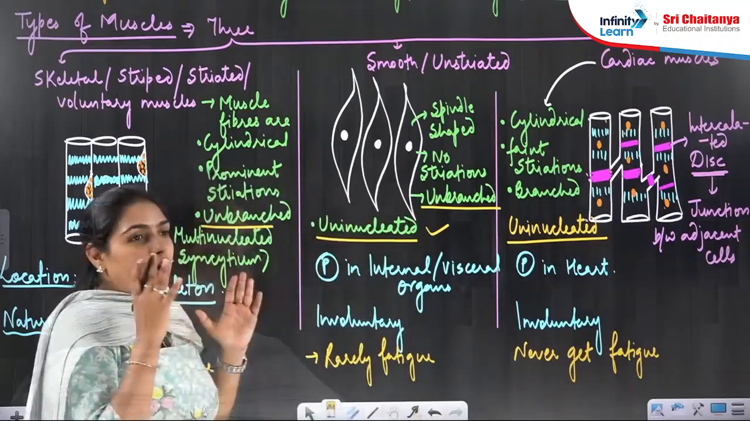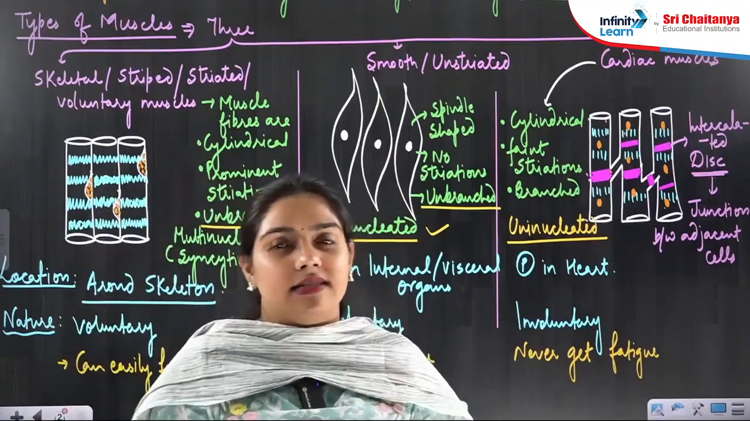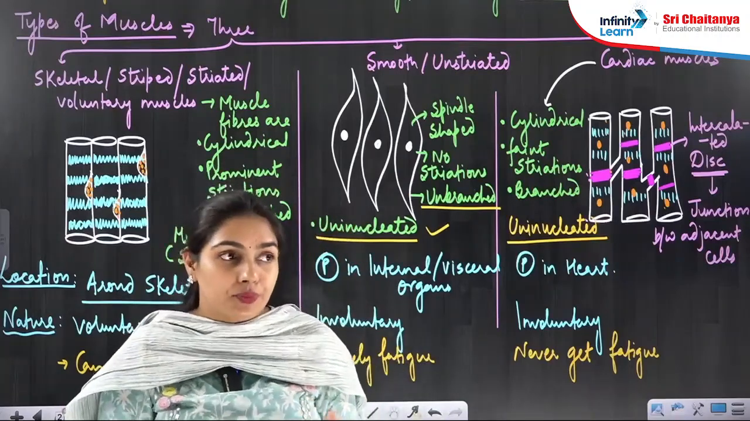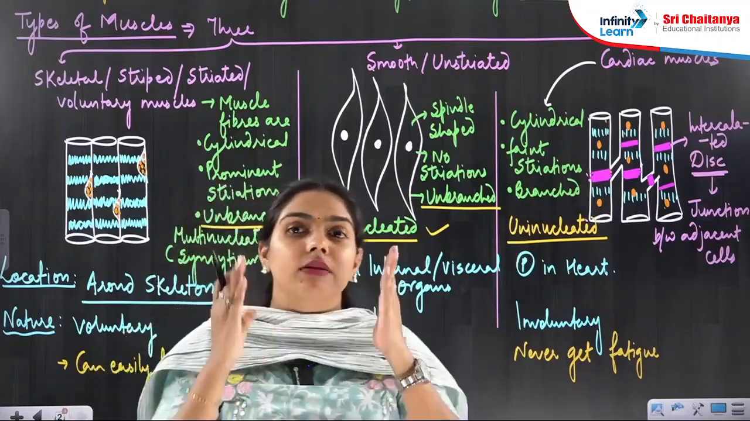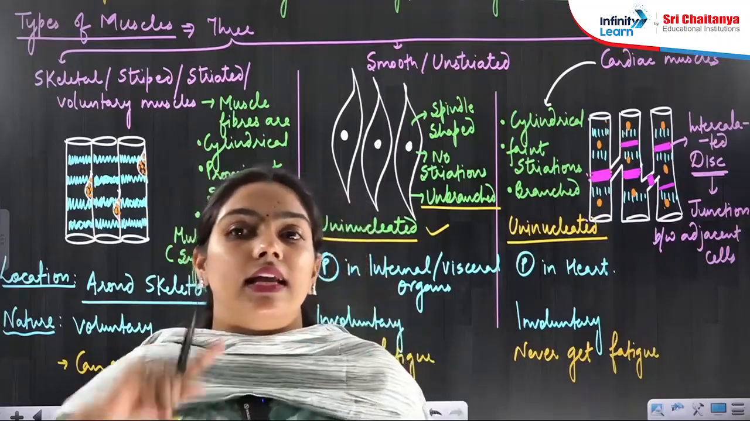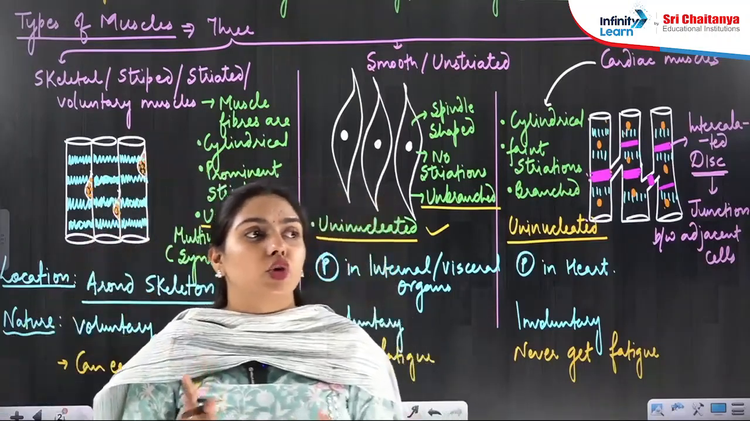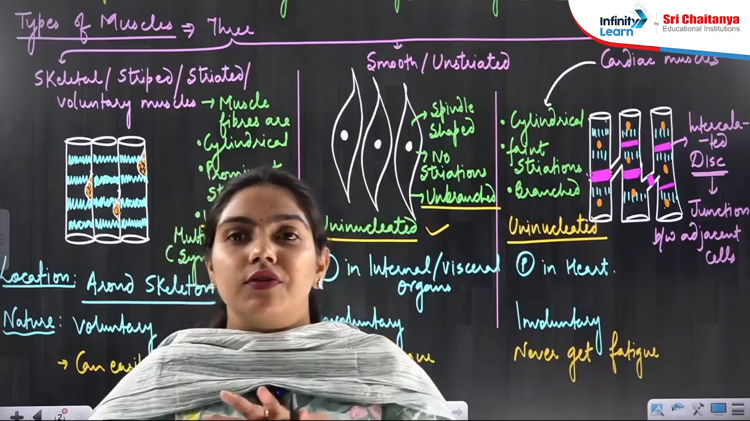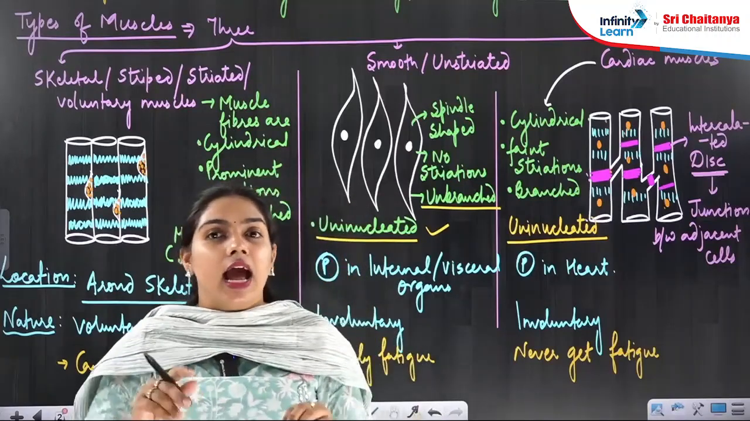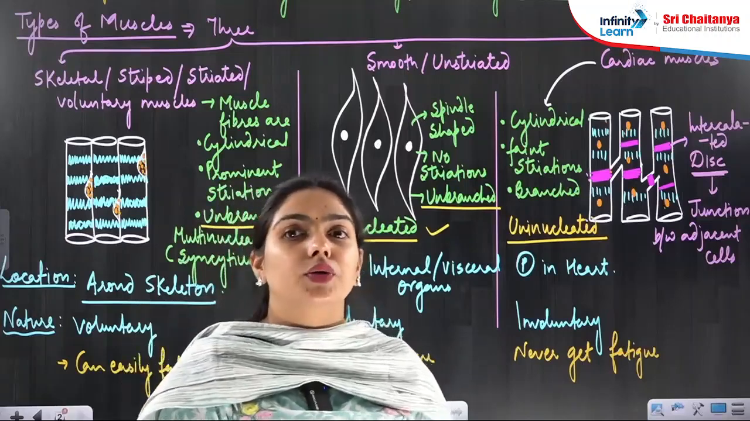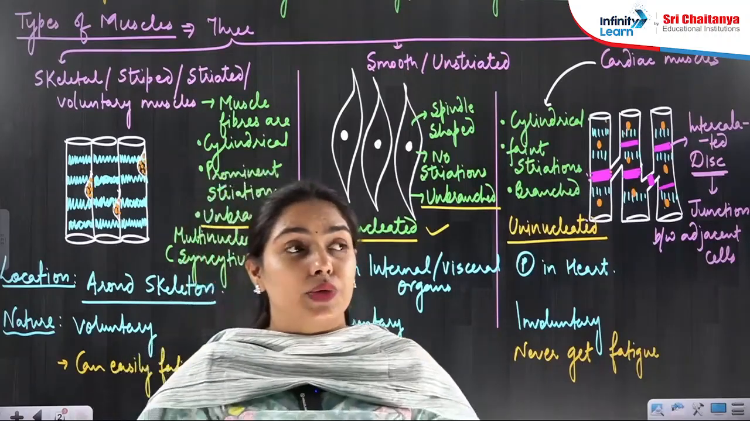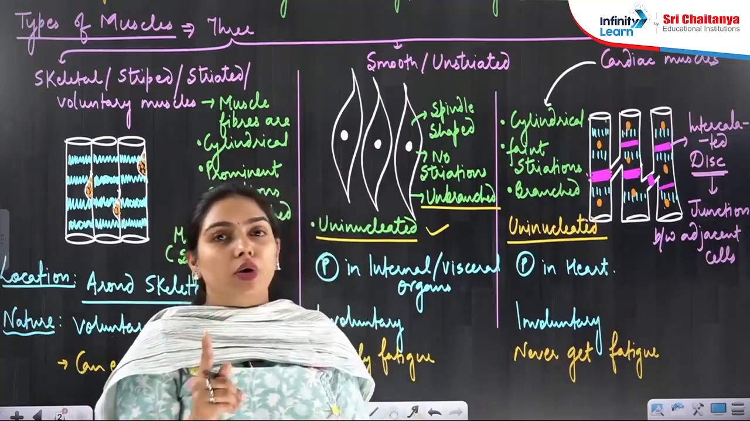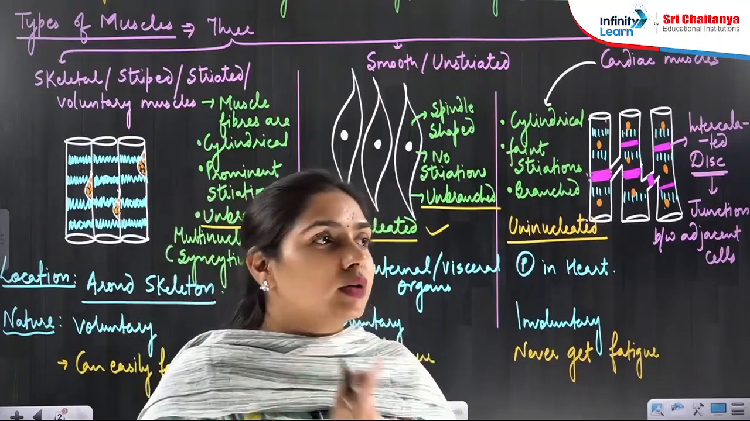Alright, so let us conclude today's class. This was all about the basics of muscle and muscular tissue. More details related to muscle will be taught in the locomotion and movement chapter of human physiology. In tomorrow's class I am going to explain the last tissue. Which is the last tissue which is left? Nervous tissue. So tomorrow we are going to understand nervous tissue.